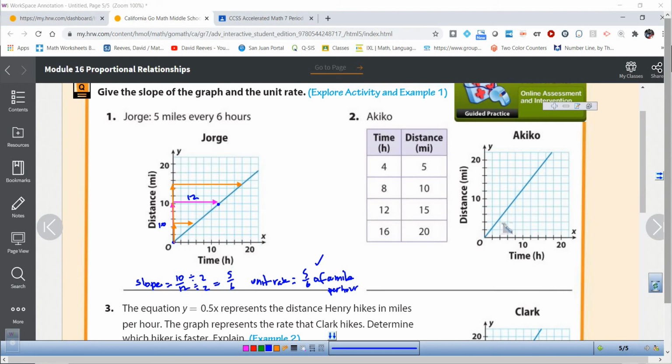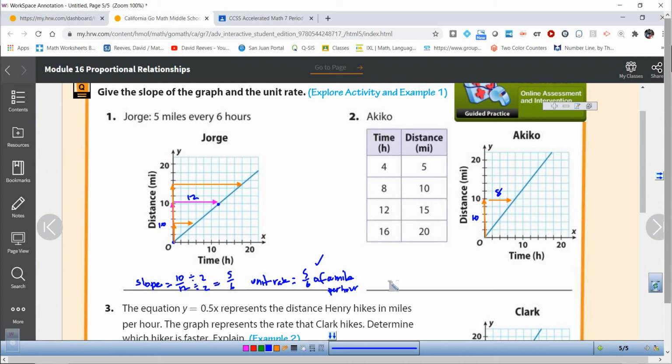All right. I'm going to be smart this time. I'm going to look over here at the table, and I'm going to look at this point. Do you see how it has the point (8, 10)? Do you know what that tells me? That tells me that I can go up 10 and over 8. Look at that. So easy when you use the information you're given.